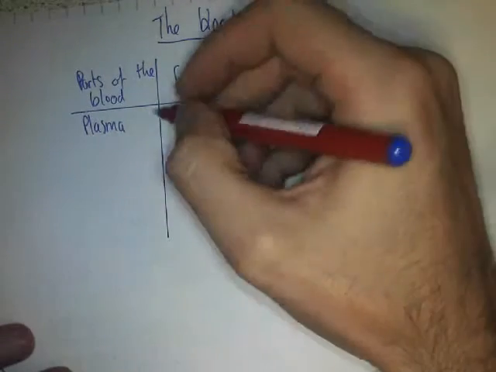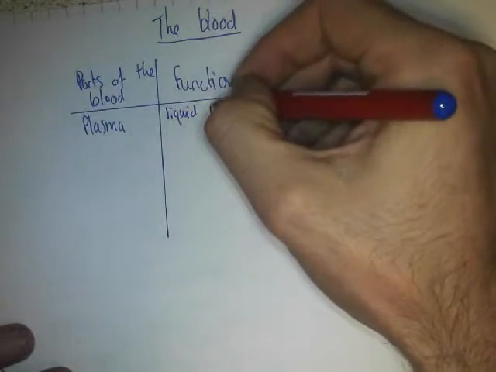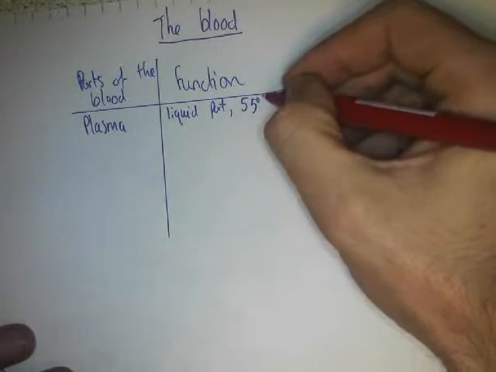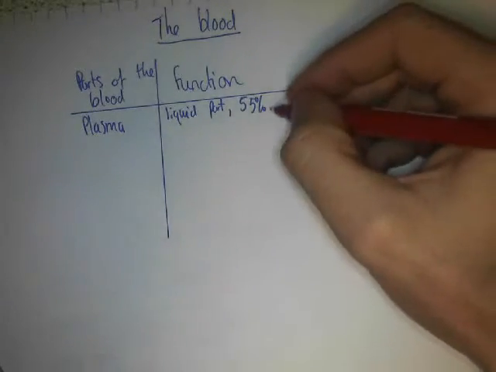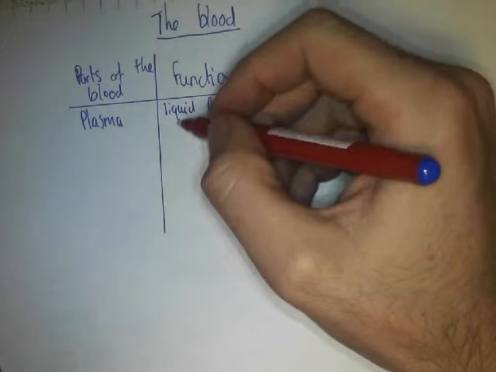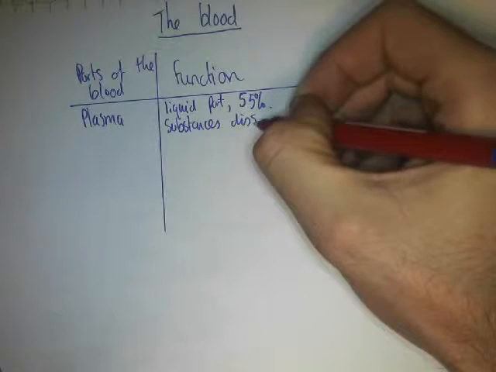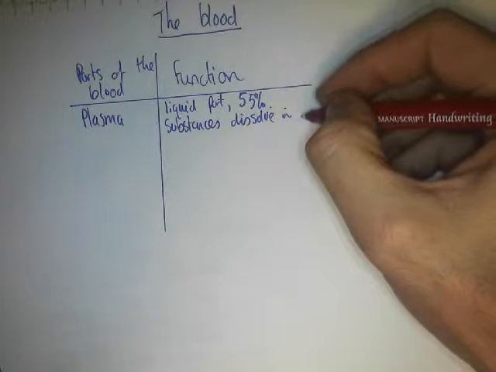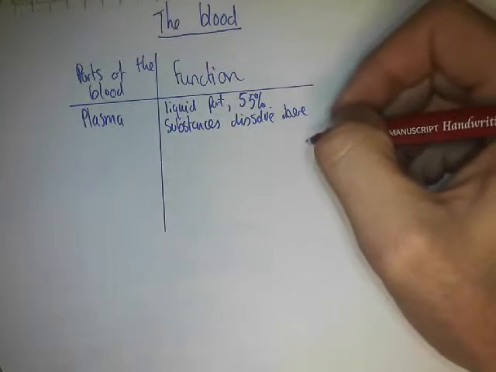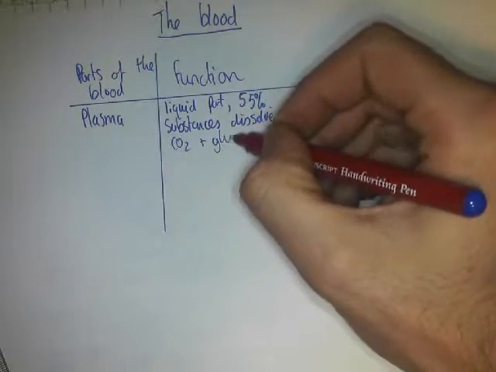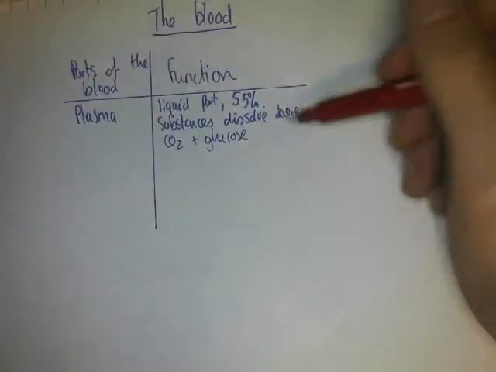So first up is plasma. Now this is the liquid part of the blood, and it constitutes around about 55% of the blood. Now what does that do? Well, it allows things to dissolve in it. So substances dissolve in here, e.g. things like carbon dioxide and glucose. So you can put that as an example. So glucose, carbon dioxide will dissolve in the plasma and it'll get transported that way.